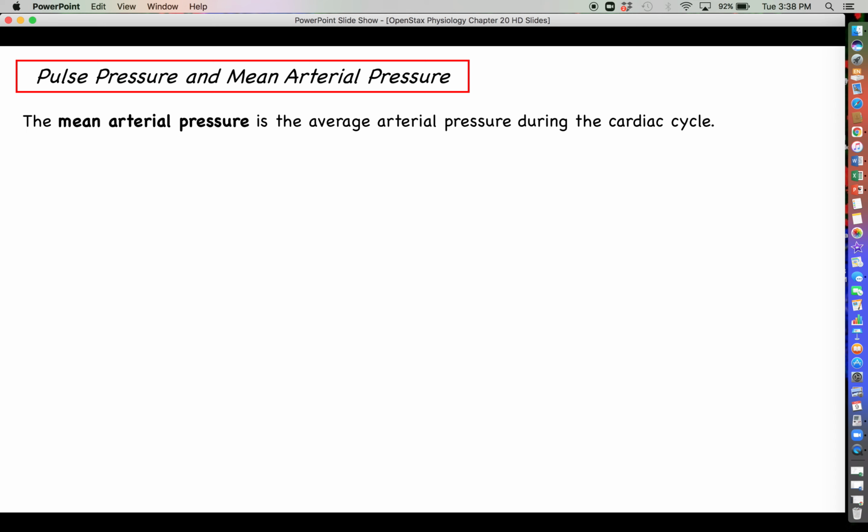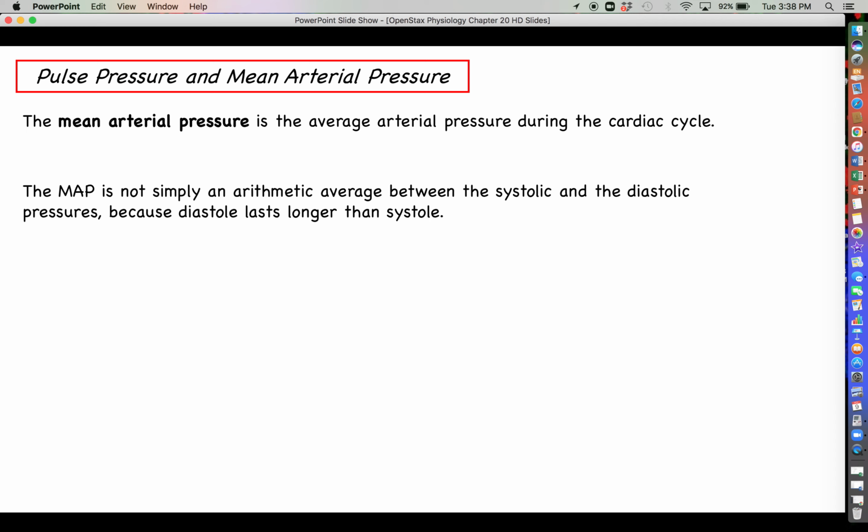Now, something that is not quite as easy and is a little bit less trivial to calculate is what is called the mean arterial pressure. In other words, the average arterial pressure during the cardiac cycle. So if you don't want to deal with two different numbers and you just want one average number, this is the measurement for you. But this is not going to be a simple arithmetic average, meaning that you don't just add the systolic and diastolic pressures together and then divide by 2.